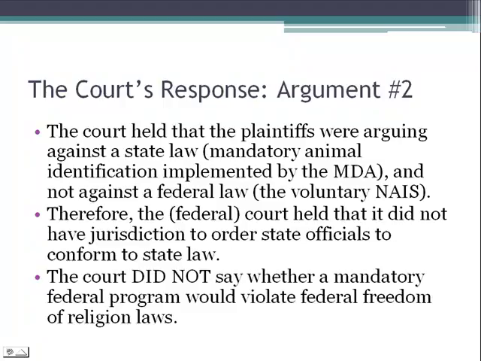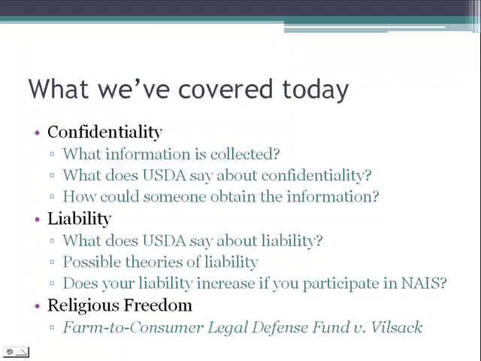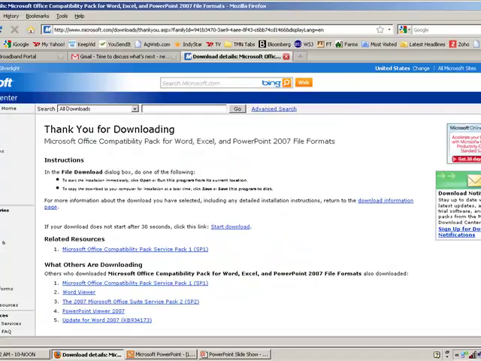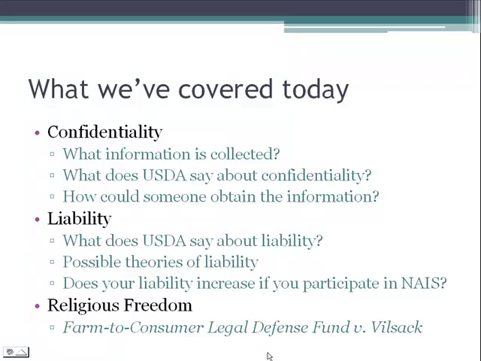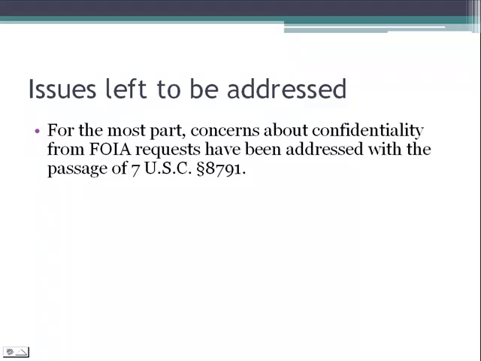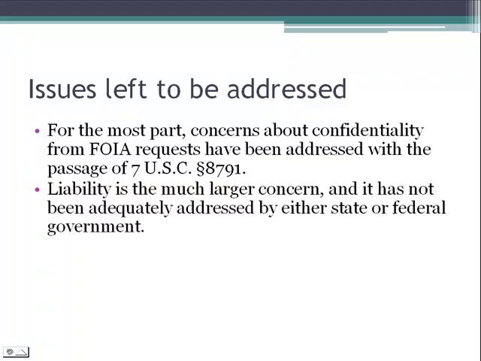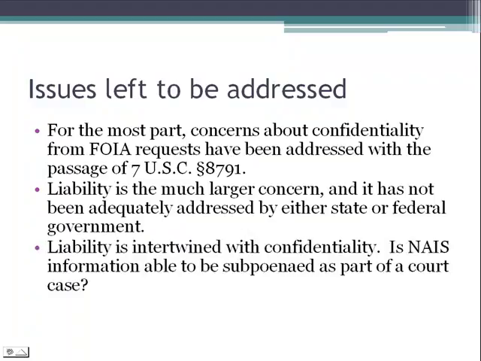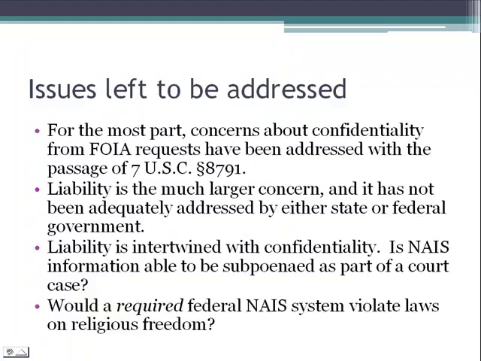So this is what we've covered today, and there are several issues that I feel are left to be addressed. For the most part, I think concerns about confidentiality have been addressed through the passage of this bill; it was part of the Farm Bill last year. Liability is a larger concern, and one that I don't think has been addressed adequately by any agency. But liability is intertwined with confidentiality, and the question is, is this information able to be subpoenaed by a court order? If that's the case, liability becomes more of an issue. And the last one is, would a required NAIS system violate laws of religious freedom?